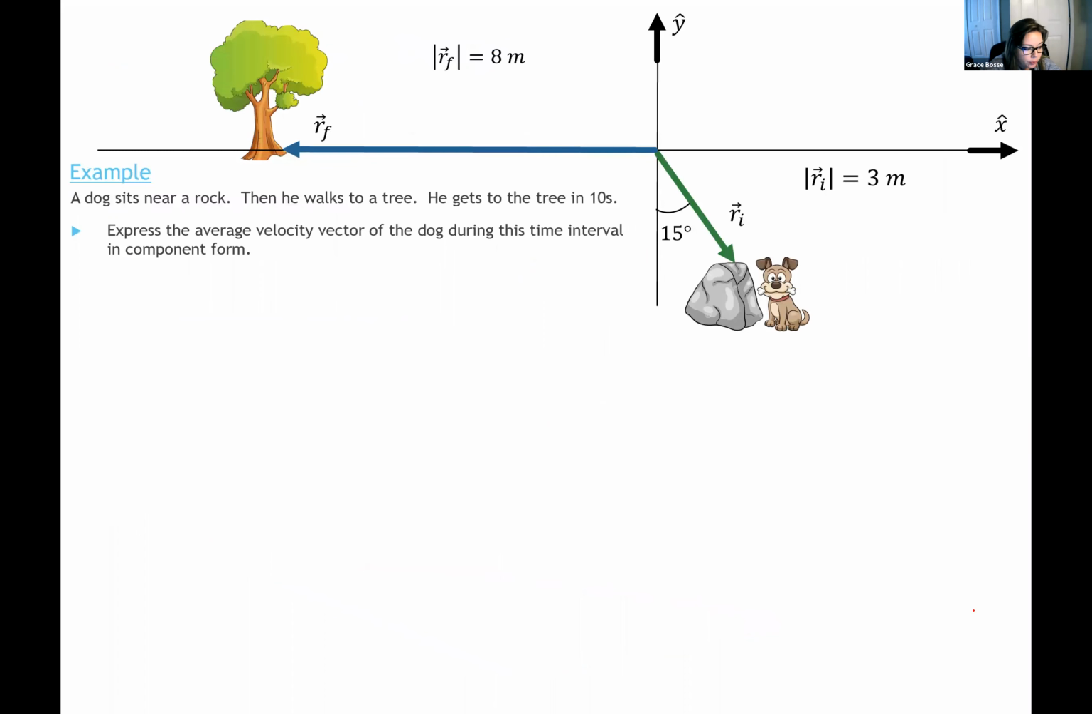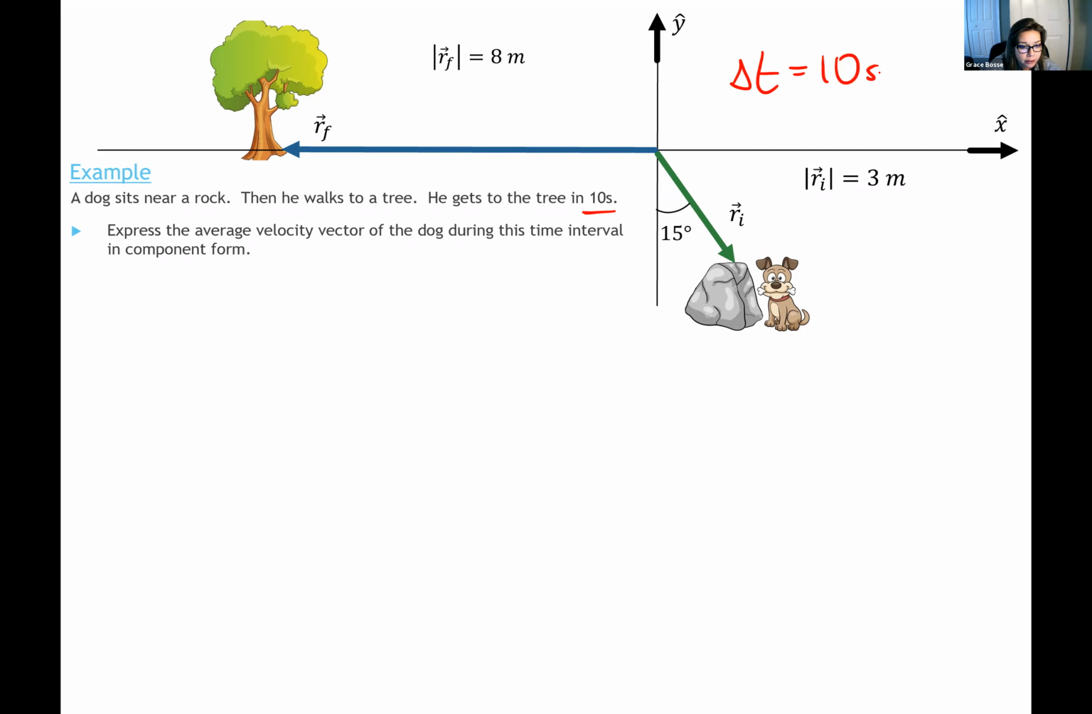Let's do another example, this time in component form. That was kind of a graphical way of determining the direction. Now let's do some stuff in component form. I have a dog that's sitting near a rock and then he moves to a tree. It takes him 10 seconds to do this. So our delta t in this problem is 10 seconds.